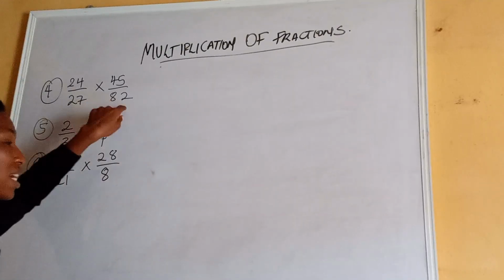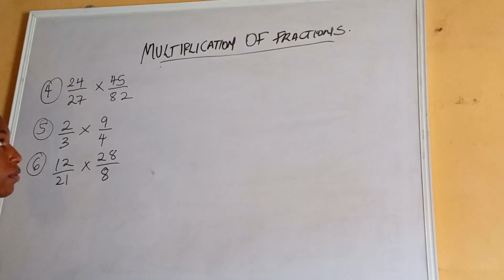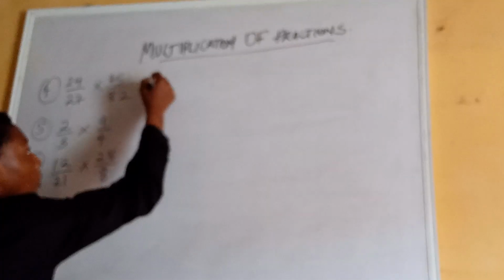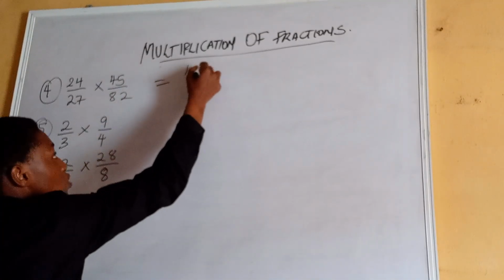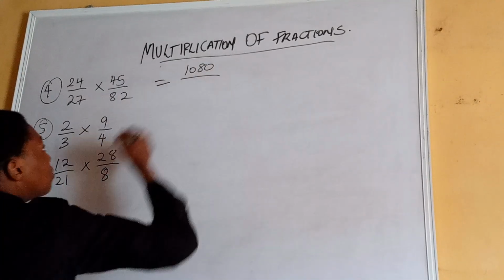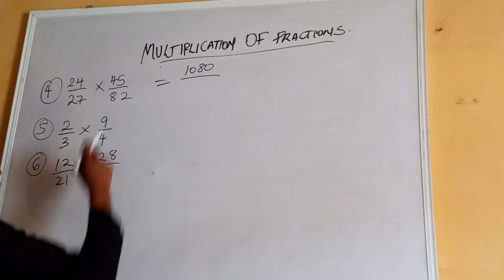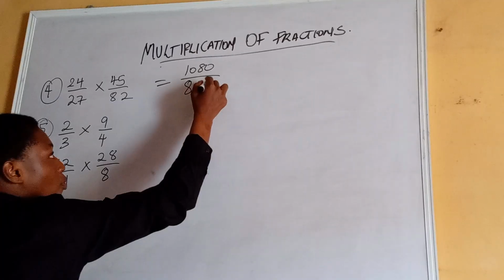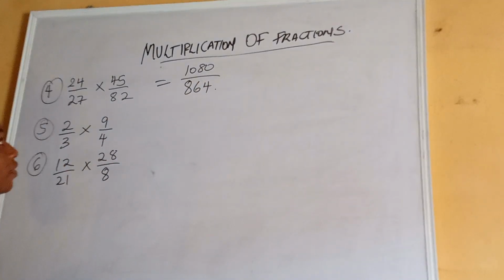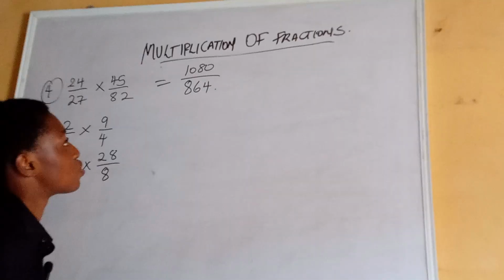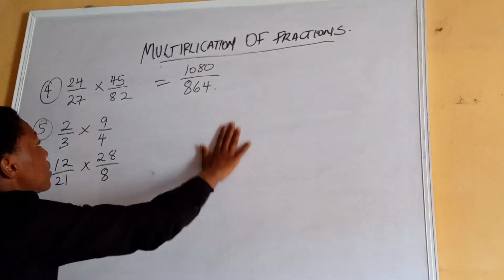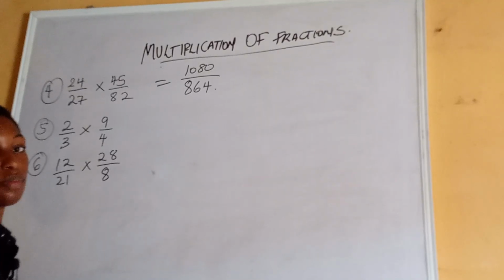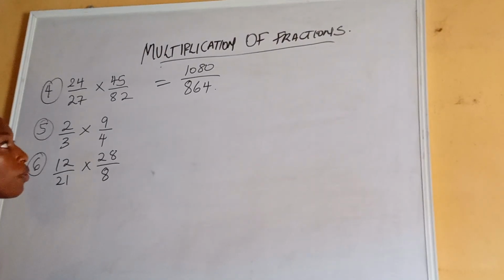But when you have big numbers like this, it becomes harder to simplify. Let me explain. When you multiply 24 times 45, you see that's a big number. That will be 1080, all over, when you multiply 27 times 84, that becomes 864. If you want to simplify now, you have to go through great lengths. But you can simply simplify this before multiplying the numerators and denominators.